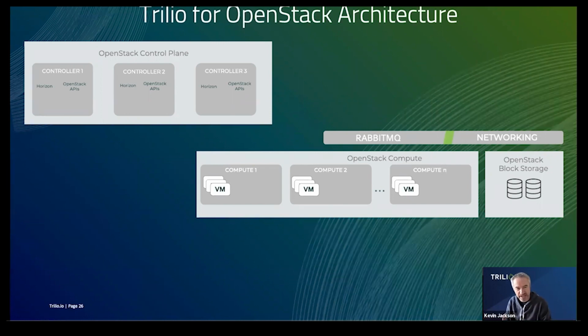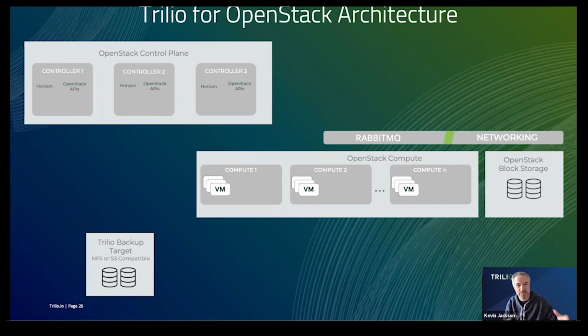Then, of course, you have your scale-out block layer too. Something that could be any type of backend storage. It could be Ceph, it could be NetApp, it could be IBM's storage, whatever it is in the backend.